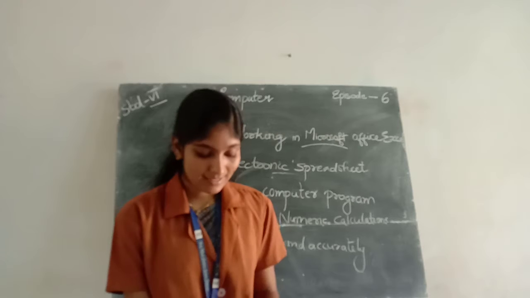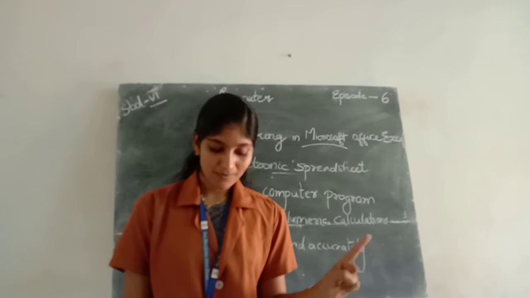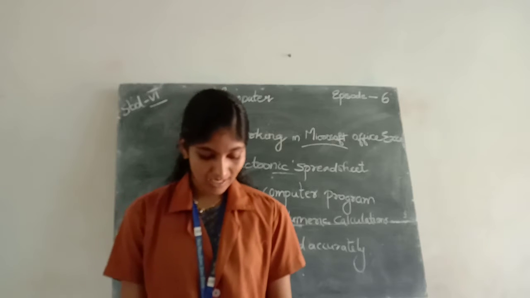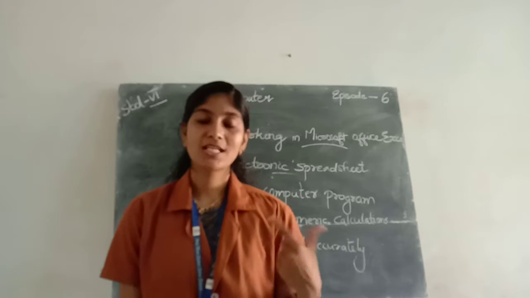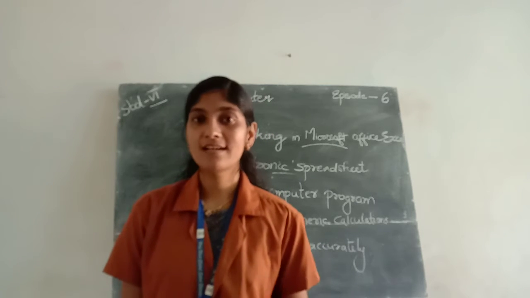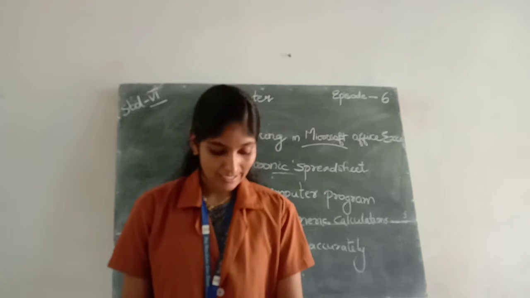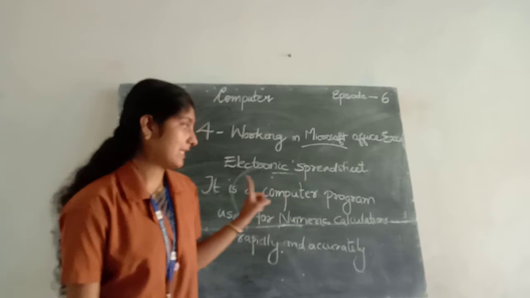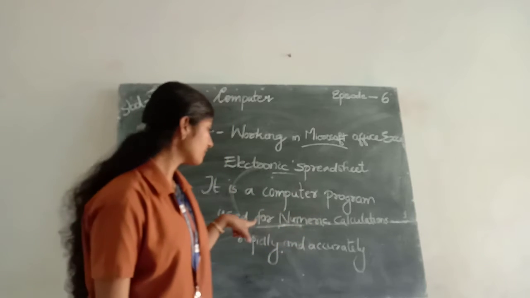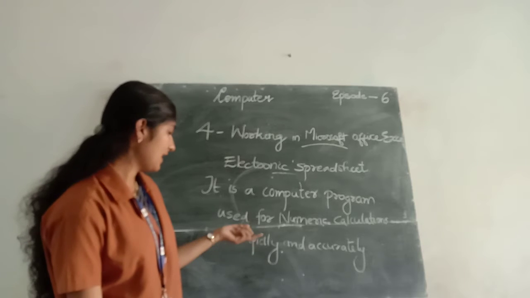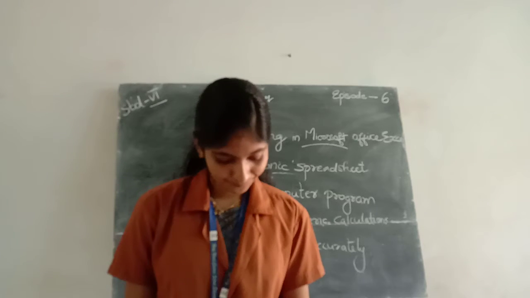But in the case of computers, with a spreadsheet like MS Excel, all you have to do is change the marks and the program will automatically calculate the result according to the changes. Right? So, electronic spreadsheet means what? It is a computer program used for numeric calculations rapidly and accurately.